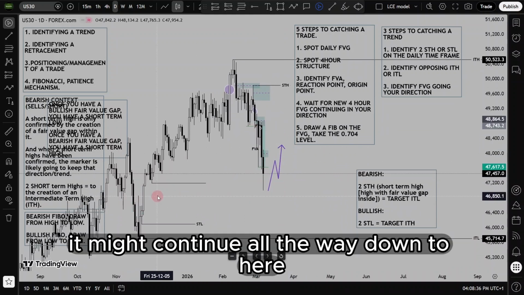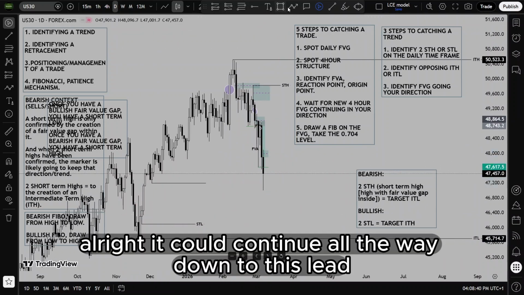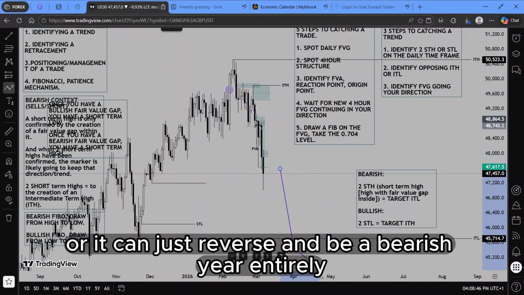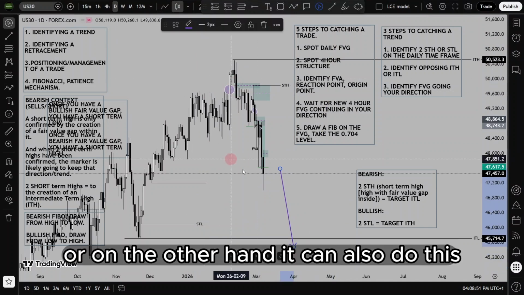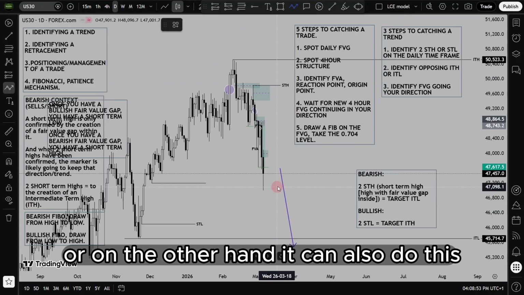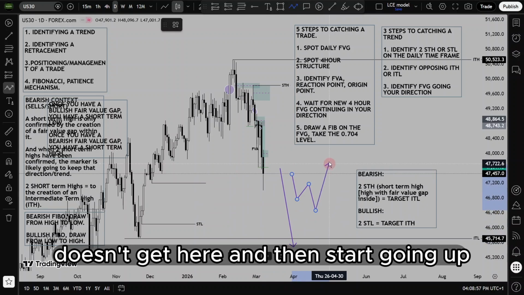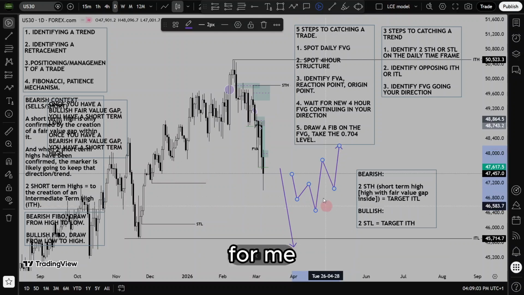So it might continue all the way down to here. It could continue all the way down to this low to sweep it and then pick up and continue going up, or it can just reverse and be bearish entirely. Or on the other hand, it can also do this. Maybe come down, doesn't get here, and then start going up. But immediately it creates two short-term lows for me.